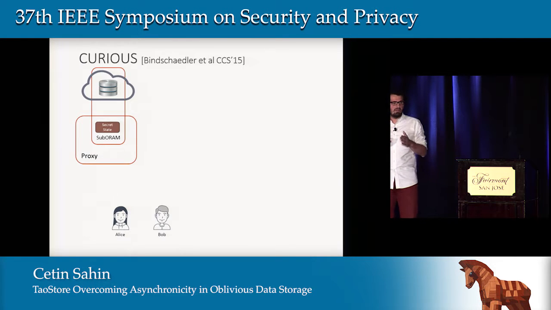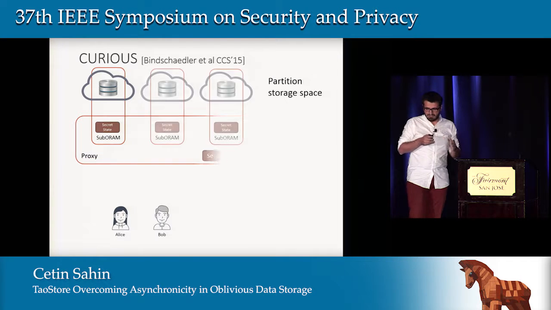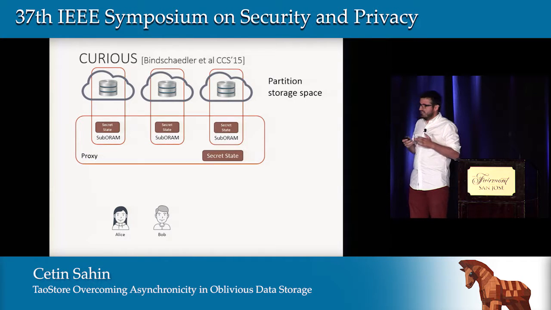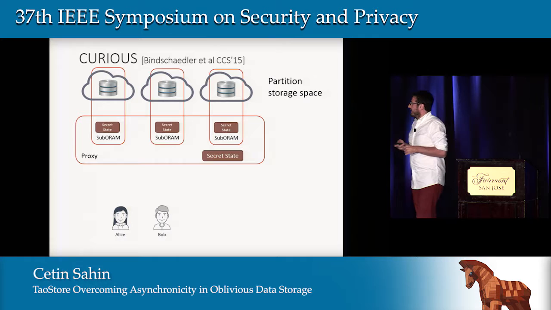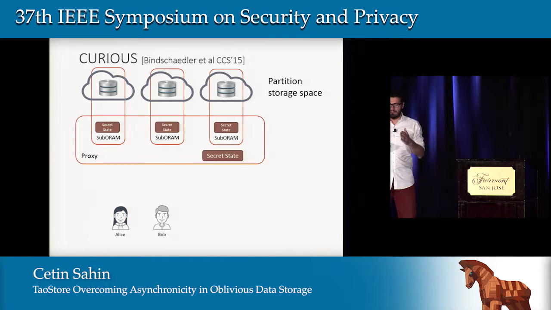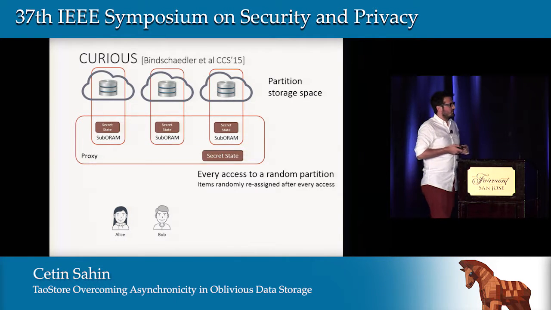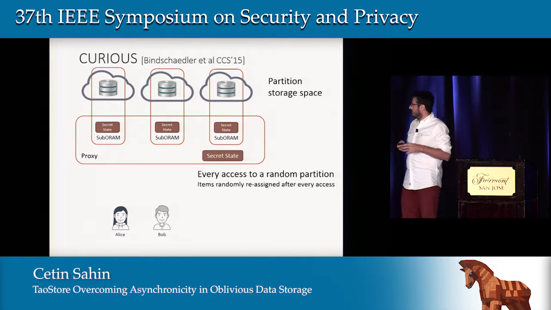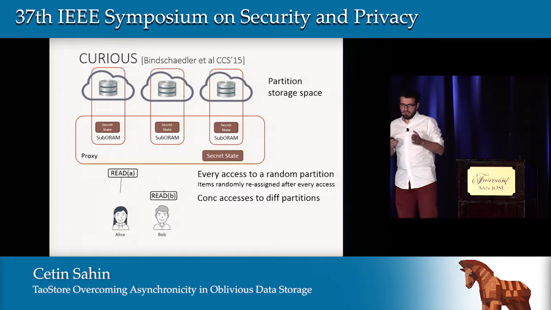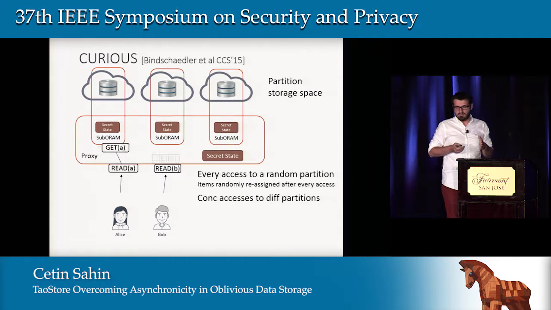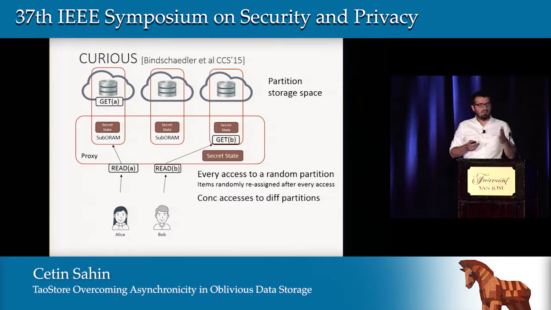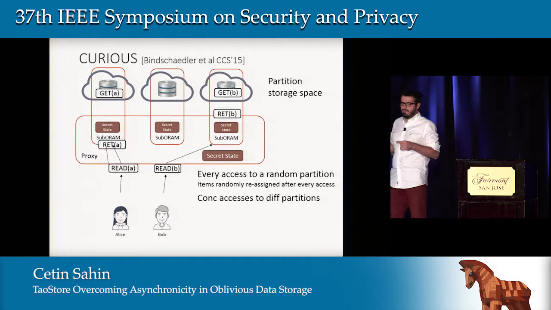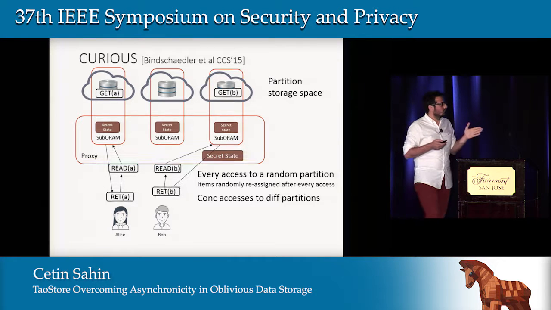But first, let me cover briefly how the Curious system works. It partitions the storage space, and it has a modular design, actually. Each partition runs a single ORAM client, and every access happens to a random partition. Items are randomly reassigned after every access. And concurrent accesses for distinct items most likely will go to different partitions.